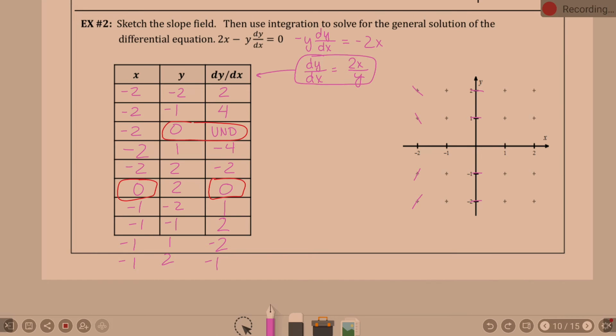So the negative 1, 2. Here's my negative 1 slope. Negative 1, negative 1. There's a negative 2 slope. Oops. Gosh darn it. Then down here, we're reversing it.